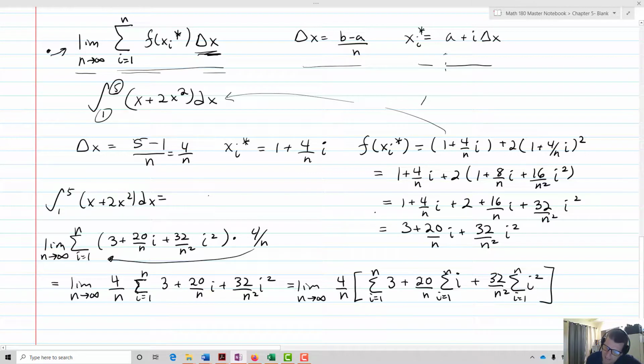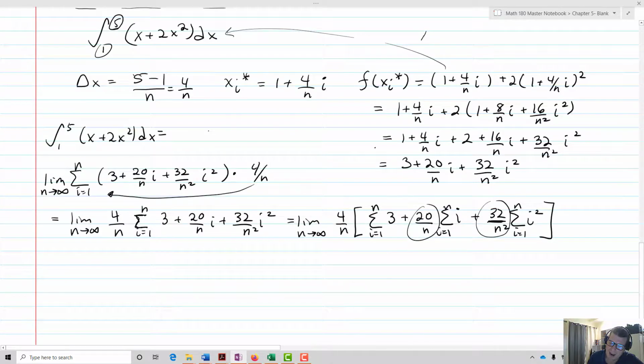Okay, so in each case, we separated out each individual summation because we're going to need those to do some simplification. And we pulled out the constant terms, the 32 over n squared, the 20 over n. We could have even pulled out the 3, but we don't actually need to. So now, we've got some rules for summations that you should know.